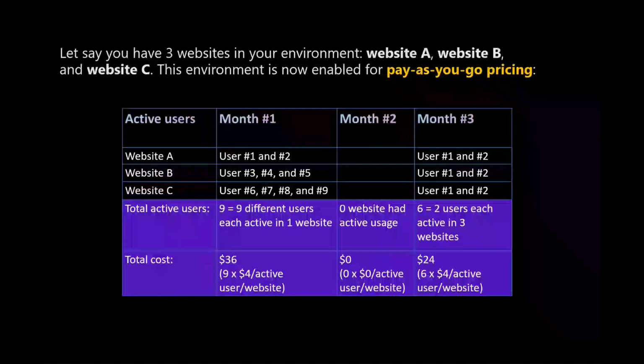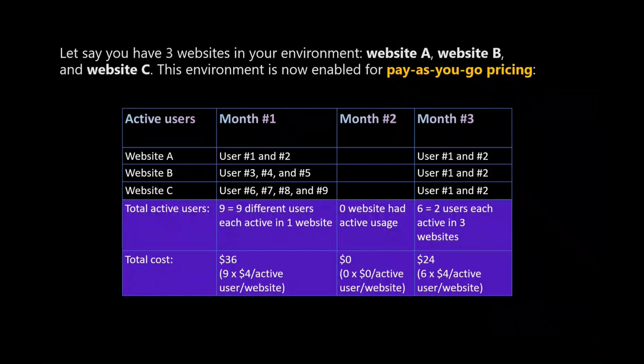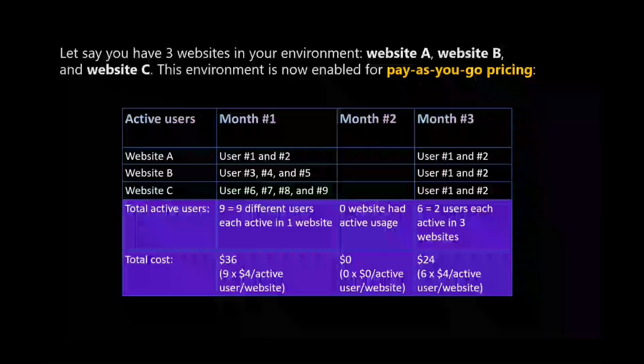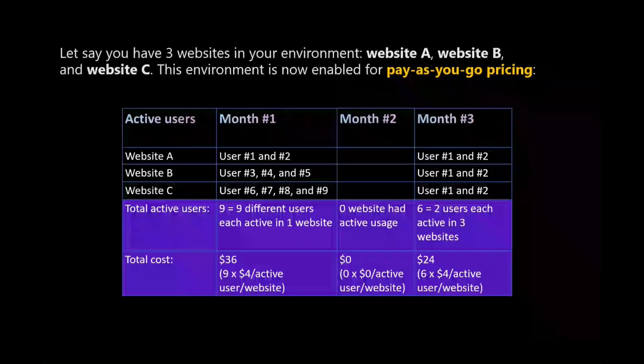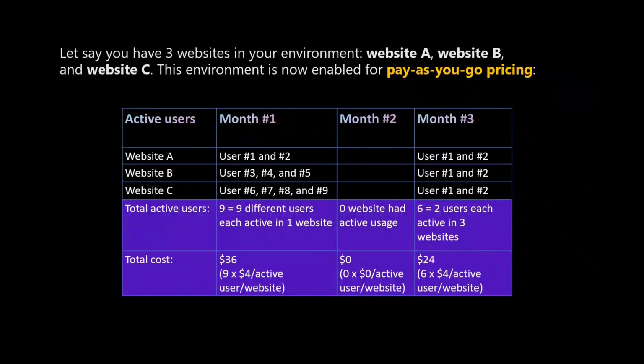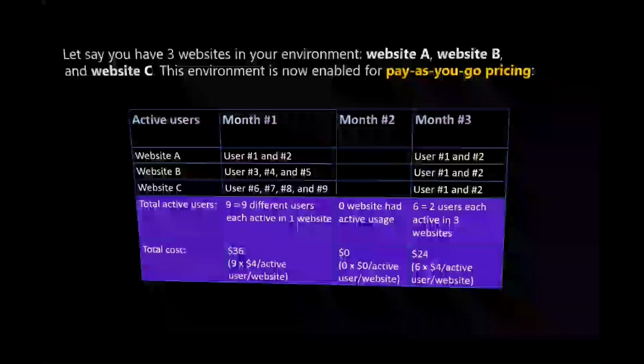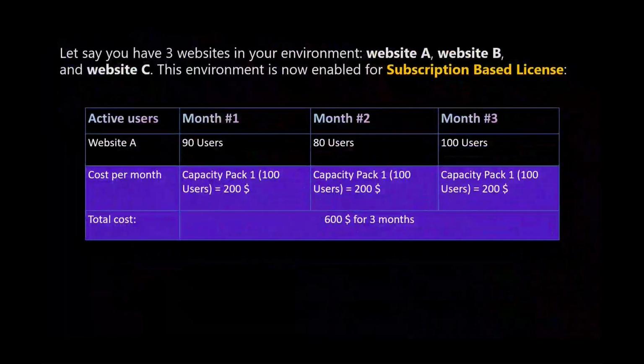Since the license cost is basically based on per website, per website you have 2 users. So 3 websites, you will have 6 users, right? So for 6 users you have to pay $24, at $4 per user per website. So this is basically how pay as you go pricing works. Hope you understand how pay as you go pricing and the subscription based license work.